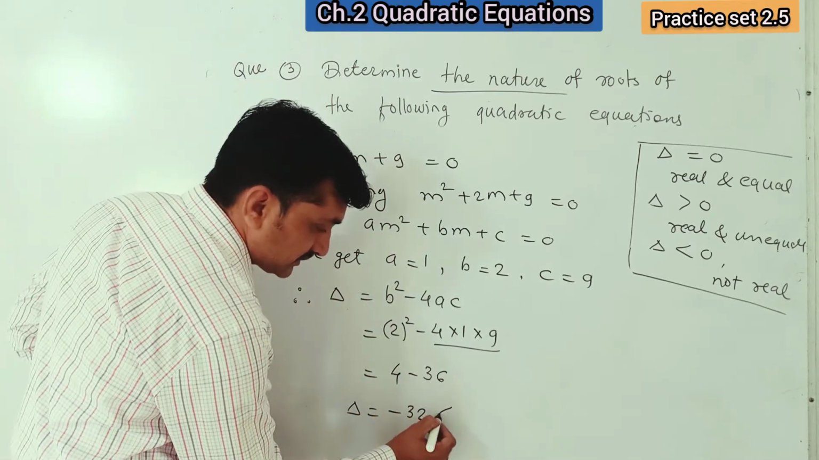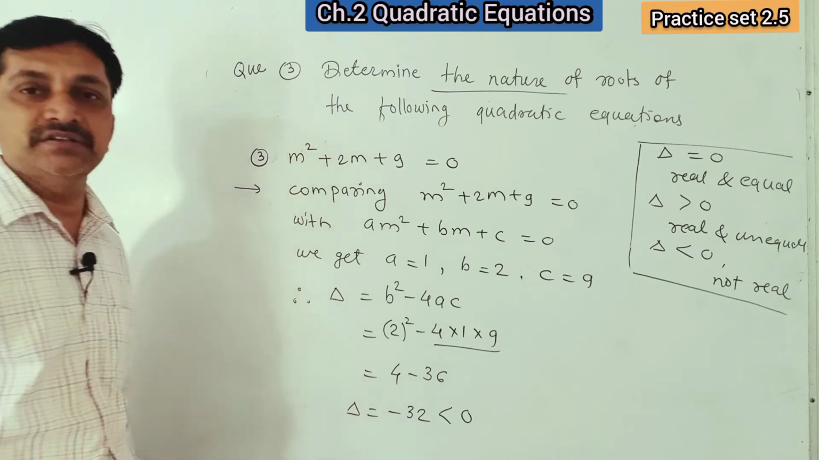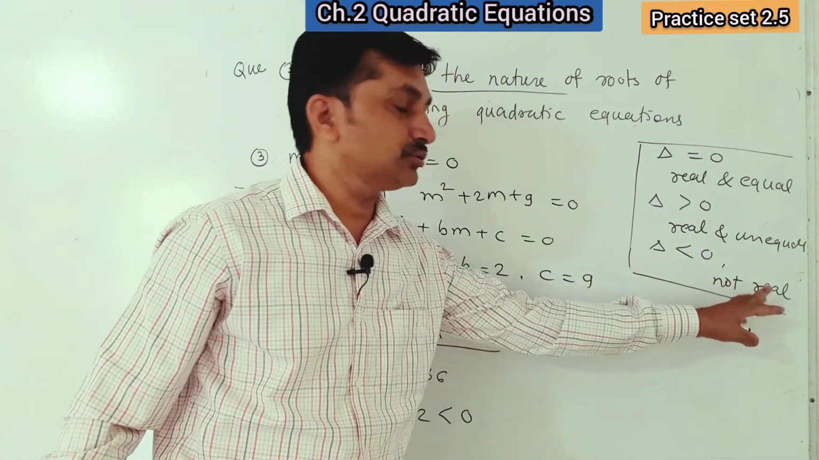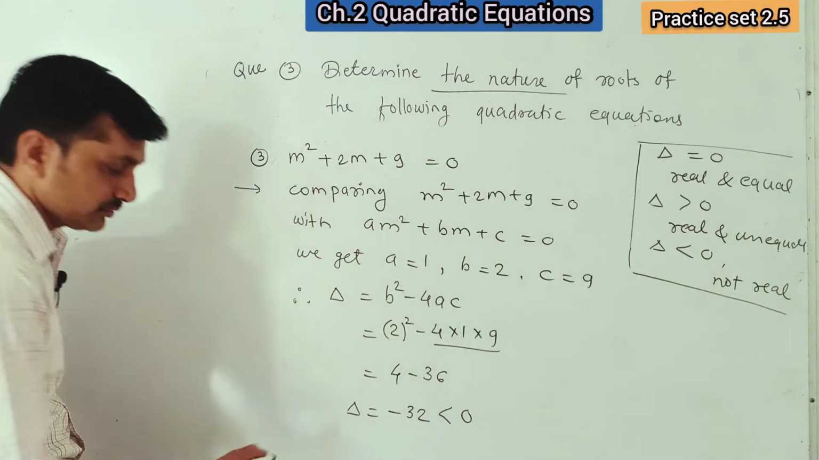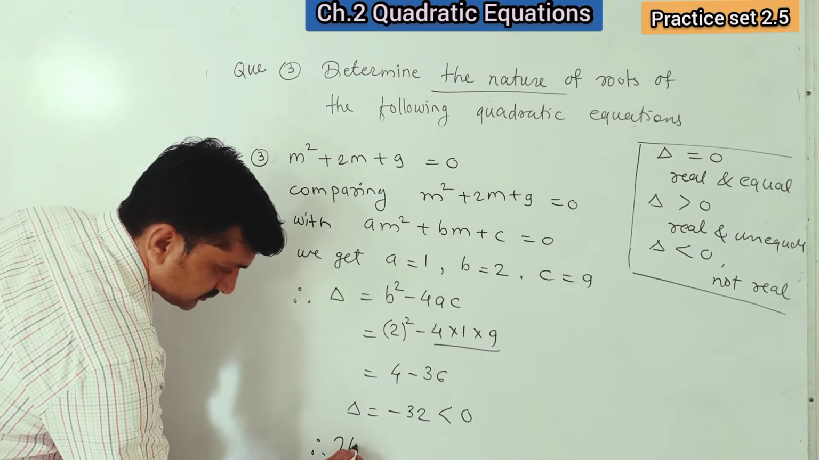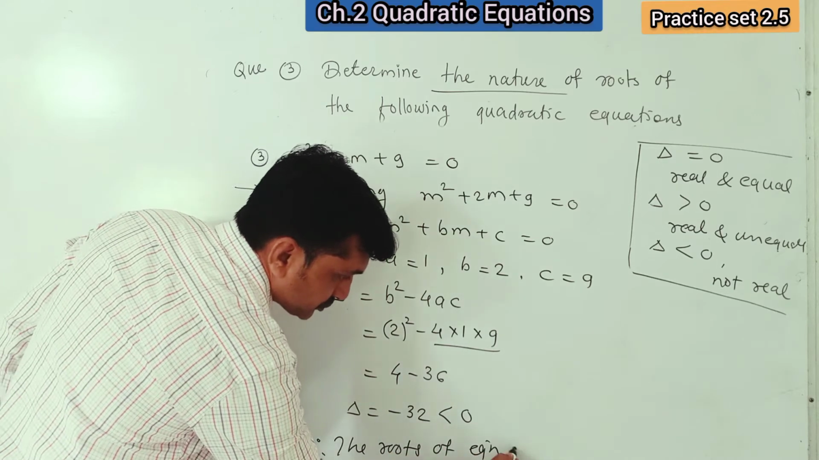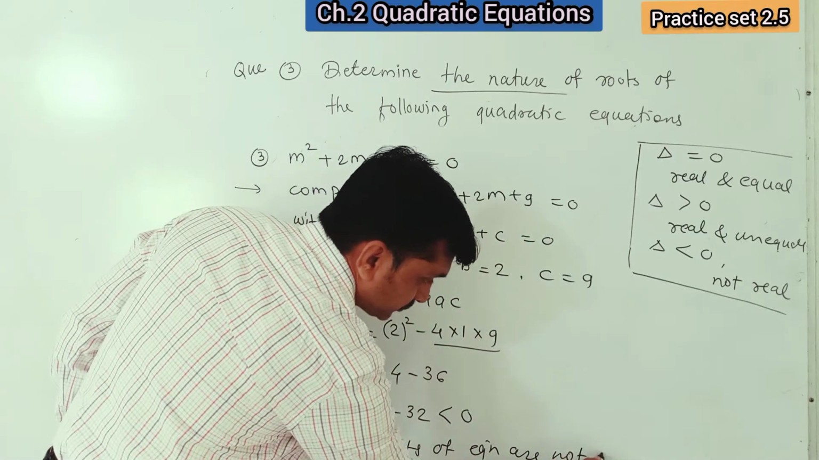Minus 32 is less than 0, means delta is less than 0, and if delta is less than 0, roots are not real. That is the nature. Therefore last statement, the roots of equation are not real.